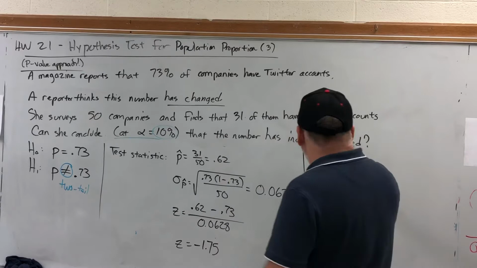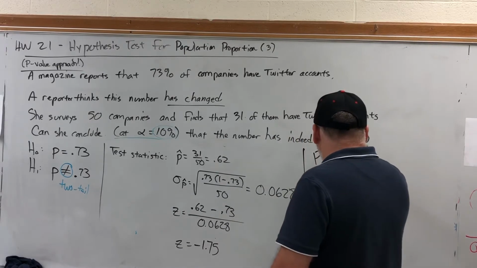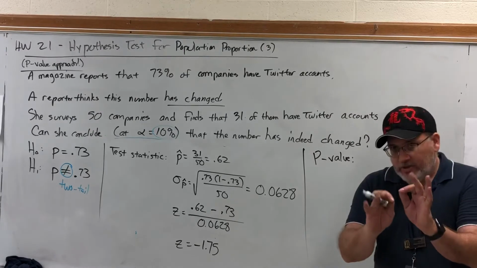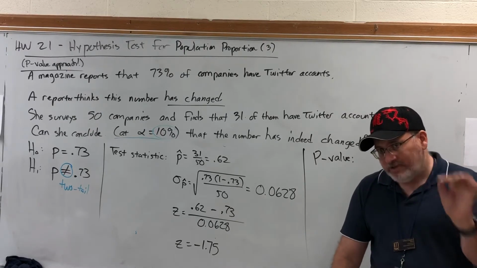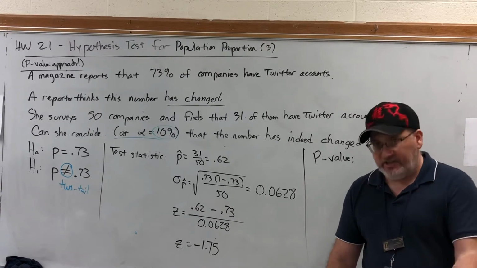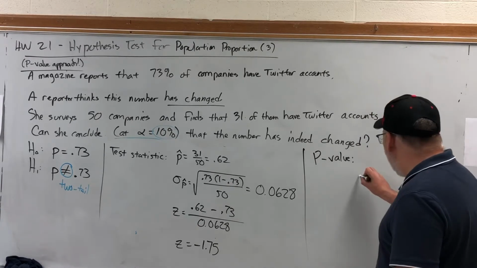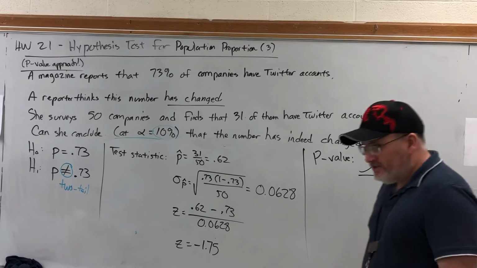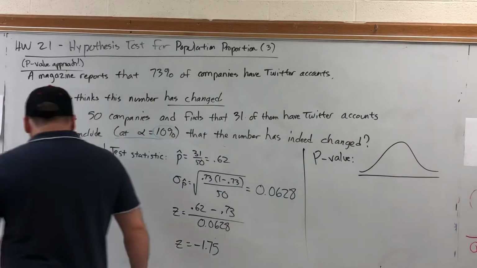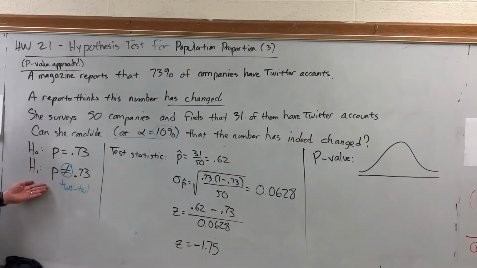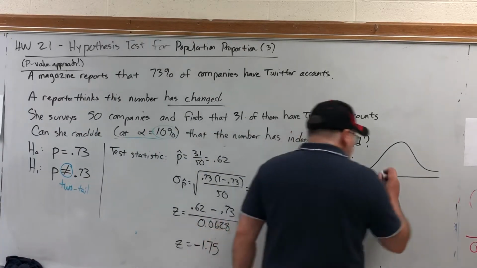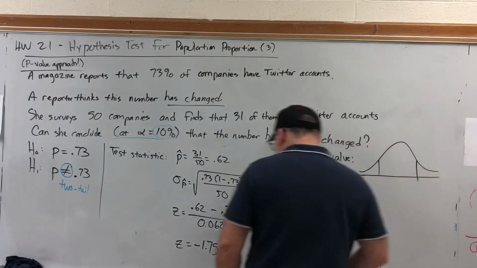But we're talking p-value approach, so let's calculate the p-value. Remember, the p-value is the area of the tail or tails cut off by the test statistic. Now, whether it's tail or tails depends on what type of test it is. So we still need to look at the alternative hypothesis and go, you're a two-tail test, so we're going to cut off not one tail, but two tails.